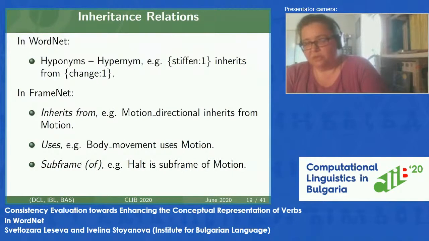So as I said, we use the inheritance relations in WordNet, but also in FrameNet, where the main inheritance relation is inherits from. So for example, the frame motion directional inherits from the frame motion. However, we extend the notion of inheritance within FrameNet also to include the so-called weak inheritance, with relations such as uses. For example, the frame body movement uses the frame motion. And also another relation, subframe of. So, for example, the frame halt is a subframe of motion. So in FrameNet we consider strong and proper inheritance and weak inheritance as well.